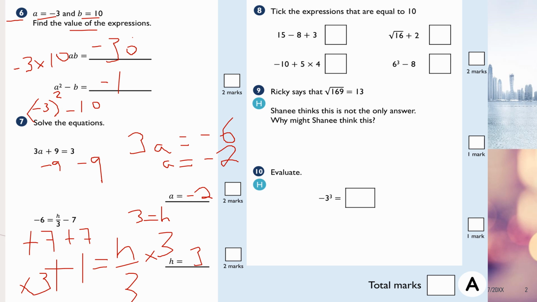So I added 7 first to both sides, and then I multiplied by 3. For the first one, I subtracted 9 on both sides, and then divided through by 3 on both sides.